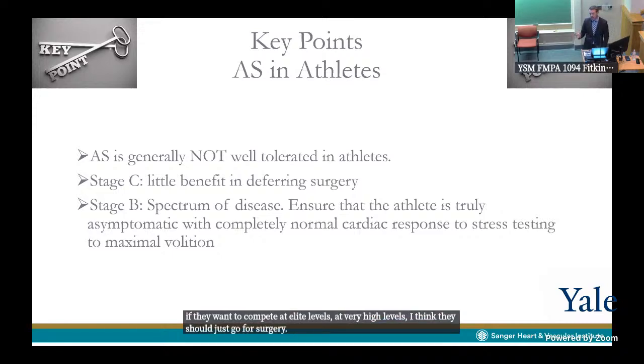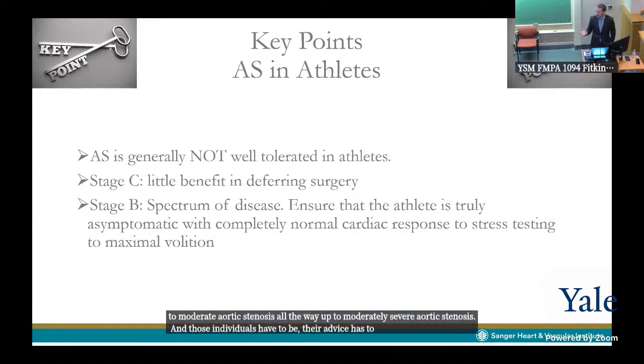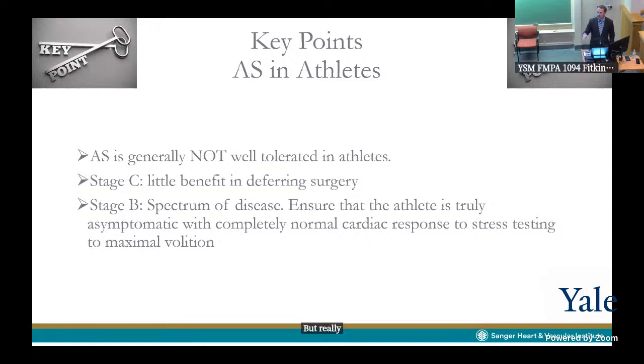Stage B then is really a spectrum, all the way from mild to moderate aortic stenosis, all the way up to moderately severe aortic stenosis. And those individuals, their advice has to be individualized, but really I rely heavily on maximum volition stress testing to make sure that we're seeing absolutely no evidence of ischemia on that testing.